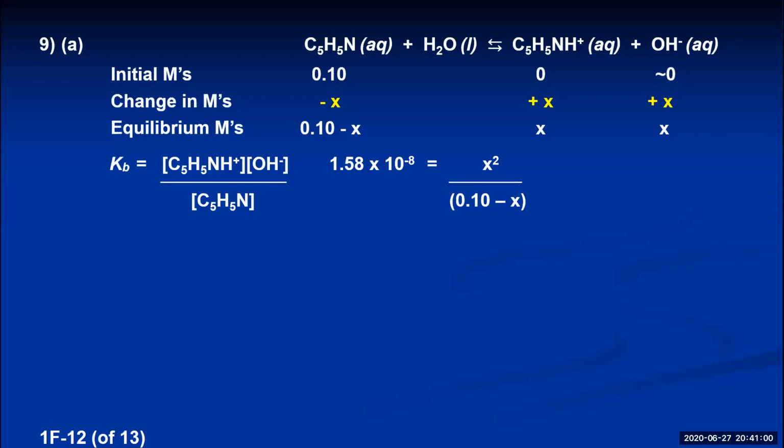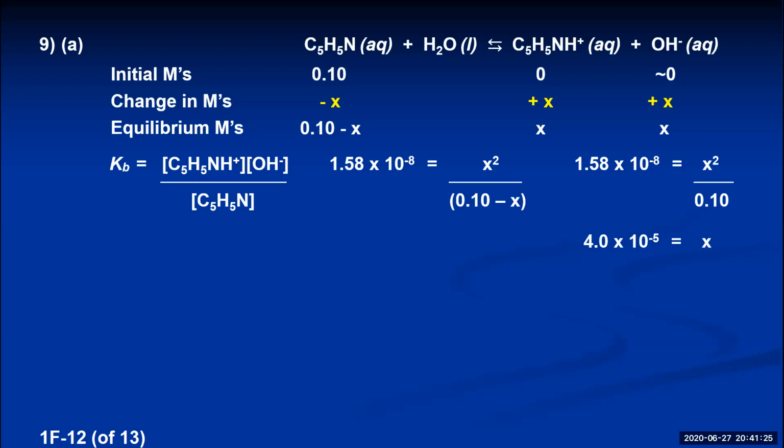You can do it exactly by using the quadratic equation, or because the Kb is less than 10 to the minus second, you can assume x will probably be small compared to the original molarity of the pyridine. And so I'm going to assume that x in the denominator is so small it's essentially 0, and I'm going to solve this equation instead. When I do, I get x equal to 4.0 times 10 to the minus 5th.